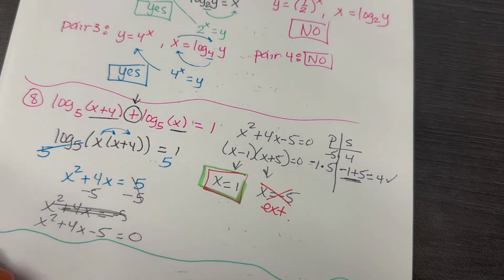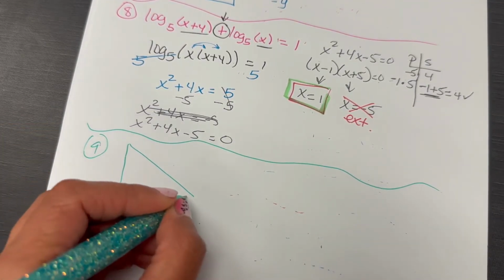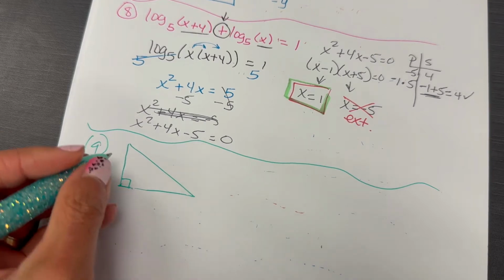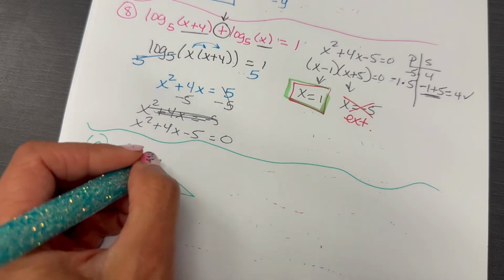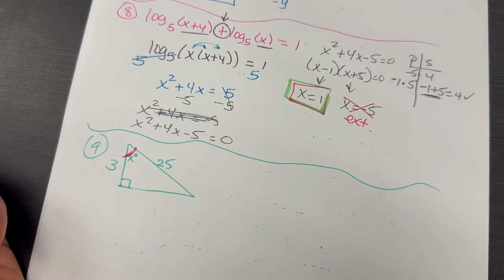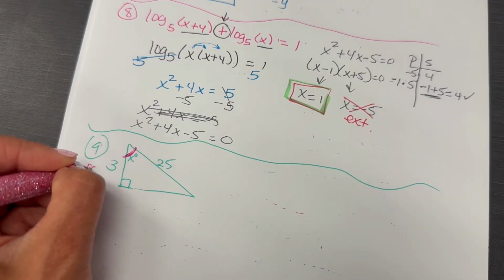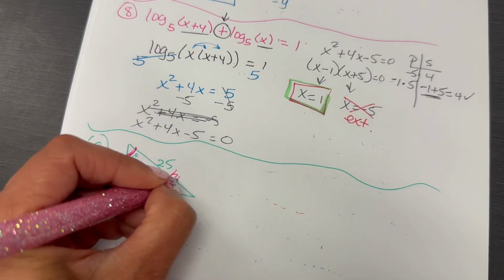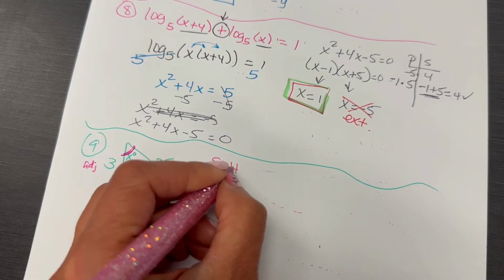Number 9, we've got some right triangle trig here. So we need to draw the picture. Got a right triangle. And we've got a vertical side of 3. We've got this angle is x degrees and the hypotenuse is 25. So we need to figure out which trig ratio would you use to solve for the missing angle. So we're trying to find this missing angle because that's where the x is. To the angle, the 3 side is adjacent to it. The 25 side is the hypotenuse. Adjacent over hypotenuse, we're using SOHCAHTOA.